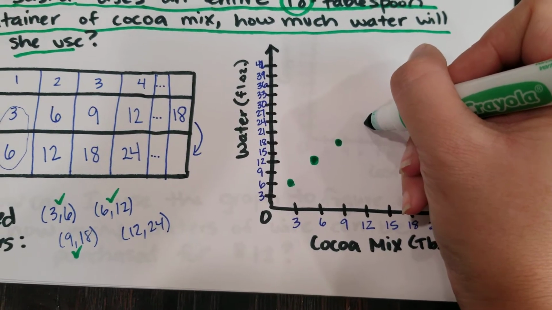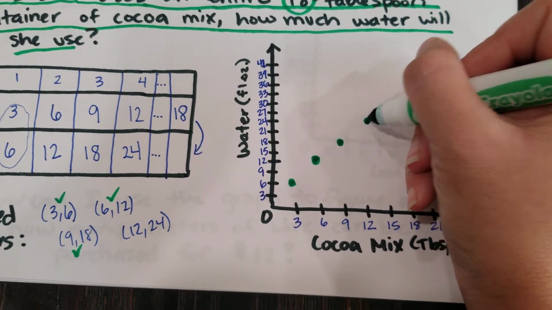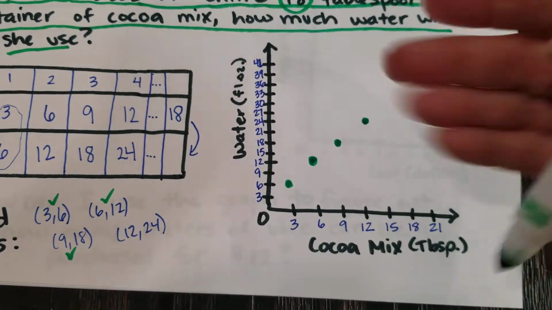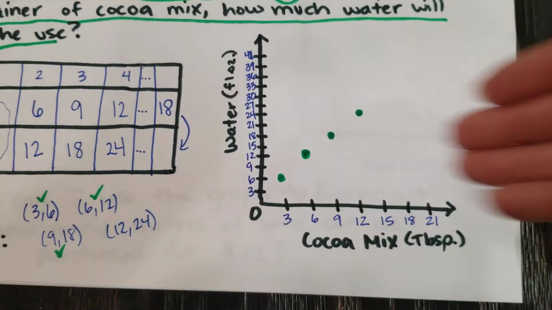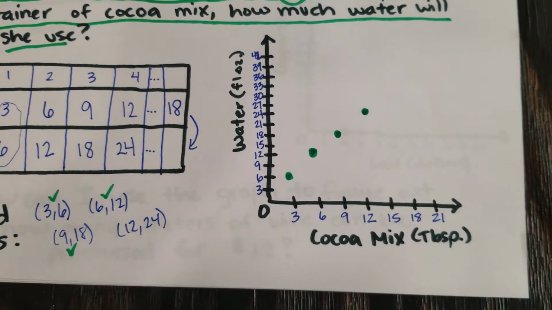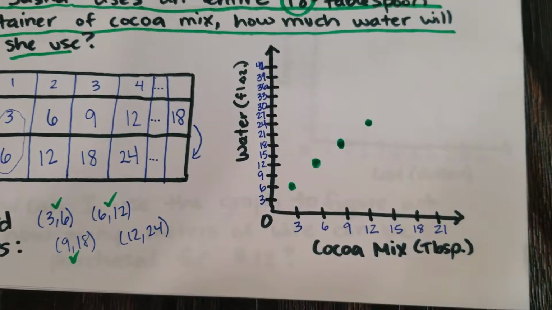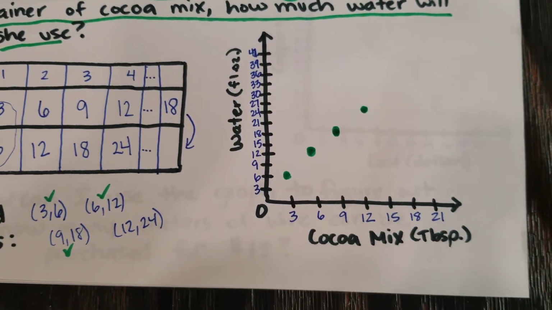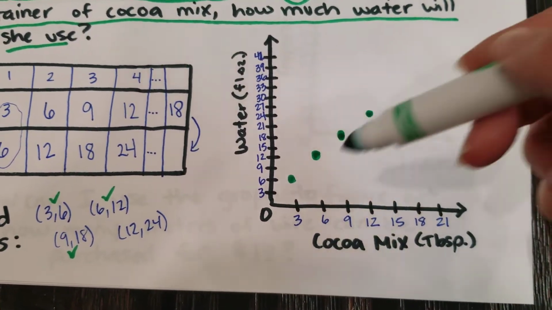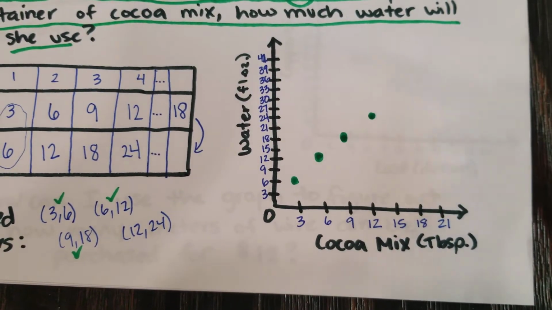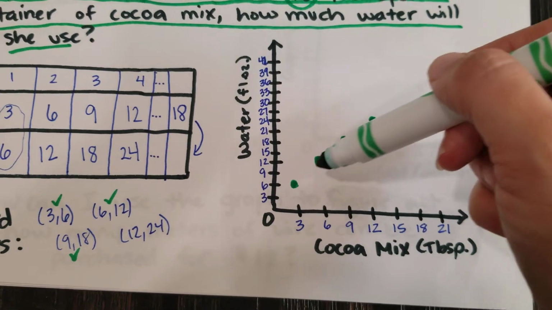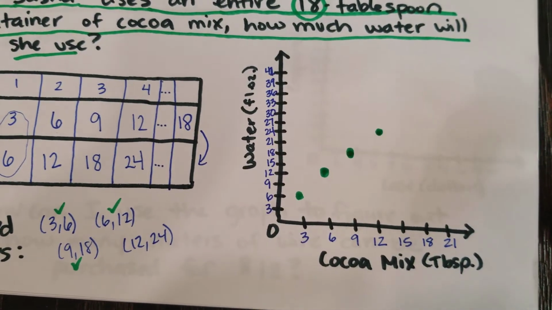Now my paper doesn't have lines for me, but if we were to do this on grid paper where it's got the lines going across and up and down, that would be so helpful. But what do you see about these points? Okay, they're about as accurate as I can get them. What do you see going on with these points? They're going in a what? Right? They're rising up in a straight line.